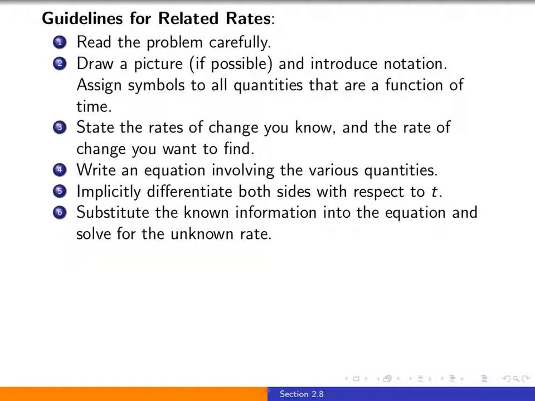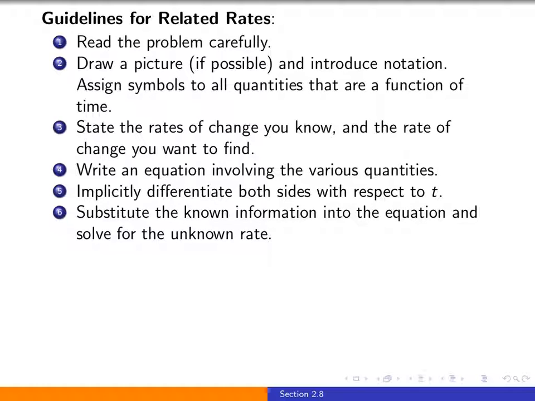We had big D and H. State the rate of change you know and the rate of change you want to find. Then we write down an equation relating those quantities, implicitly differentiate with respect to x, and we substitute in that known information to solve for the unknown rate.